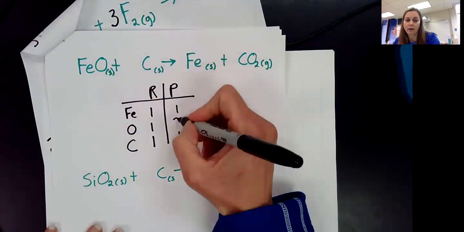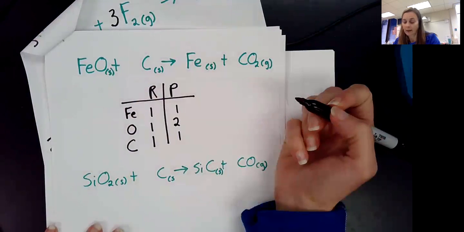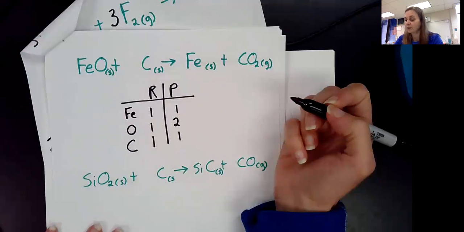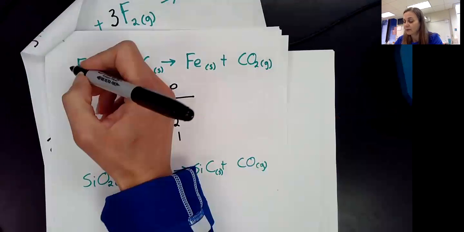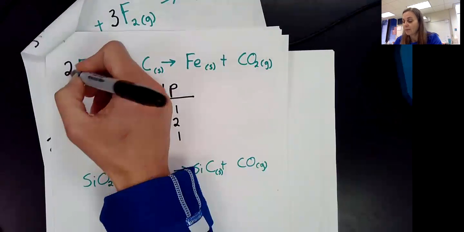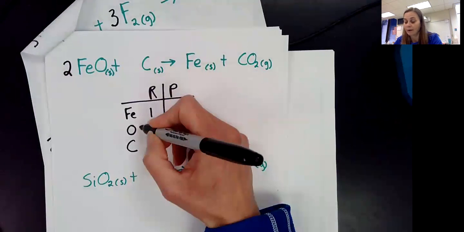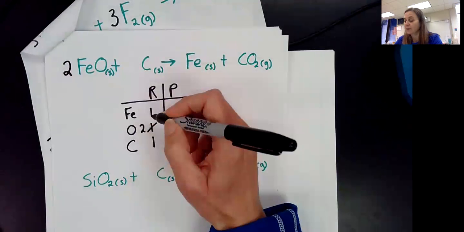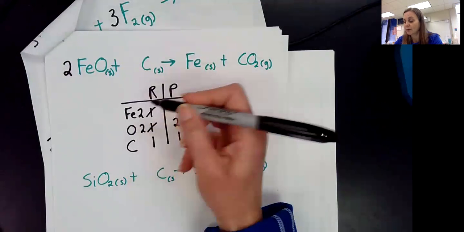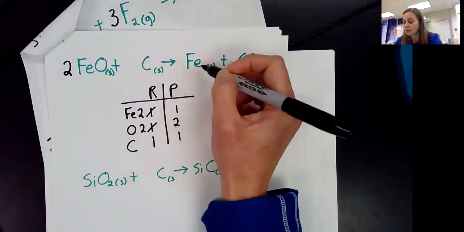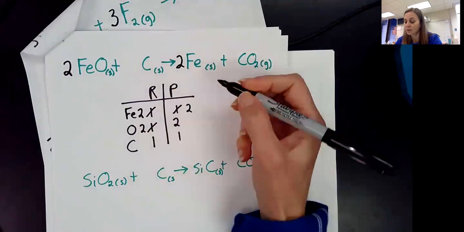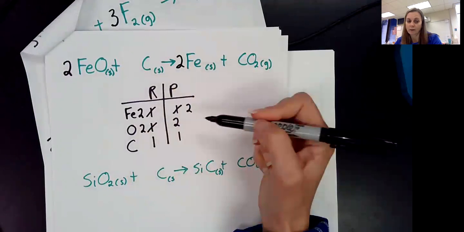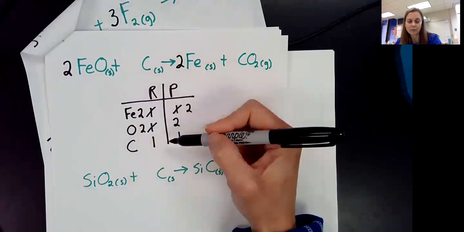So obviously I need to fix that. So if I put a 2 in front of FeO, that now gives me 2 oxygens, but it also gives me 2 iron. And so I need to come back to this side and put a 2 in front of the iron so that I have 2. Now we have 2 iron on each side, 2 oxygen on each side, and 1 carbon on each side. And our equation is balanced.